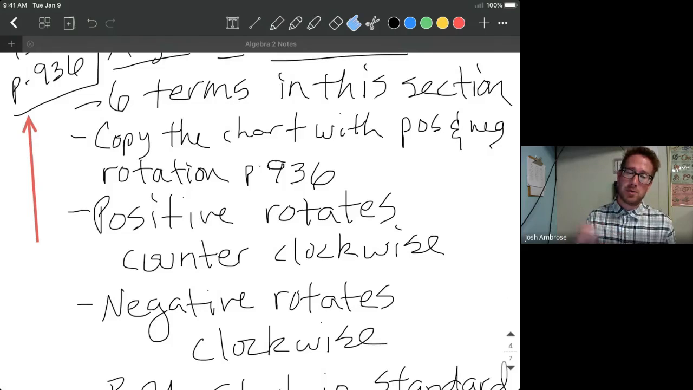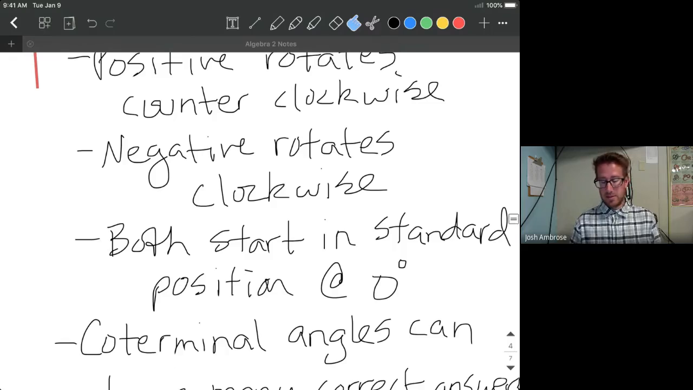Both start, as I said, in standard position right there at 0 degrees. And then you need to know which way to go. If they give you a positive number, counterclockwise. They give you a negative number, clockwise. And they do a little example of that right there on 936.